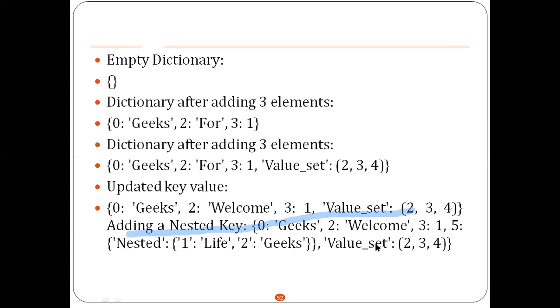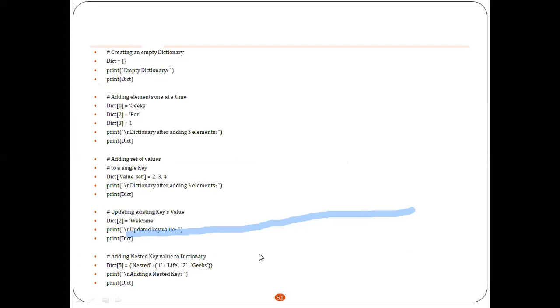And the value set is as it is. It looks as it is, right? Value set: 2, 3 and 4. So this is how you can use the things here. You can use the dictionaries and you can update them accordingly.